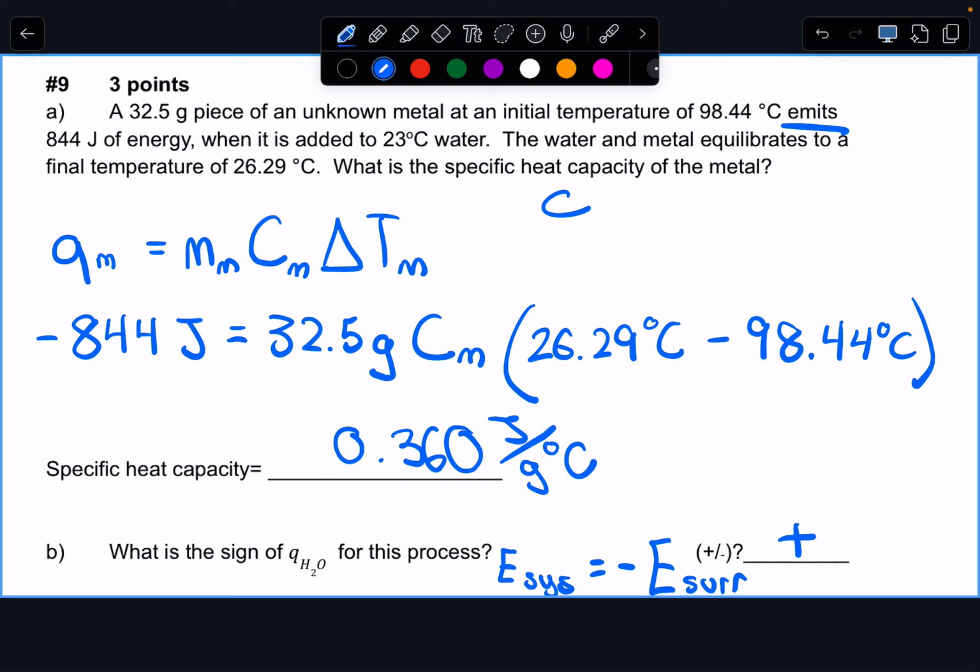The other way that you know that the Q is positive for the water, or for that matter, that the Q is negative for the metal, is because the temperature is dropping for the metal. So that's another indicator that it's losing heat, and the water is increasing in temperature. And so that's another good indicator that it's absorbing heat. Okay, so really it's a matter of making sure you know that absorbing heat is going to be positive and emitting it is going to be negative.